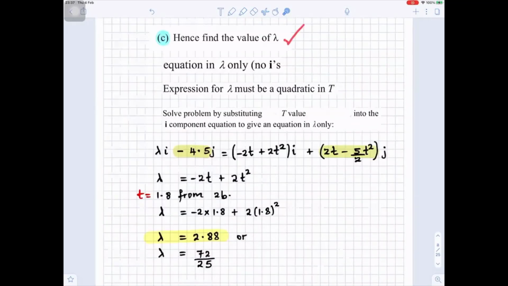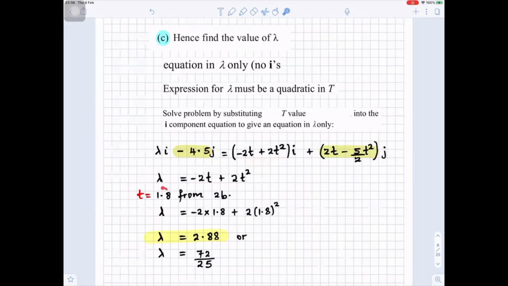Hence, find the value of lambda. We want an equation in lambda only with no j's in it. So we solve the problem by substituting the t value into the i component equation to give an equation in lambda only. So this is what we want to do. We want the i's only, so lambda is equal to minus 2t plus 2t squared.